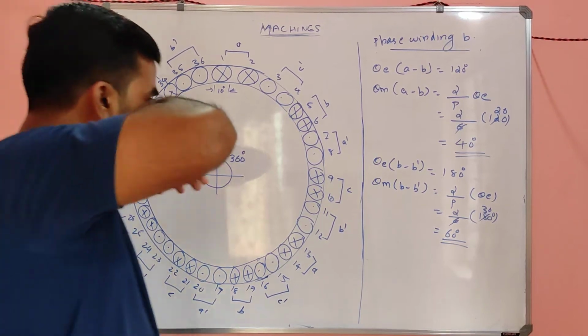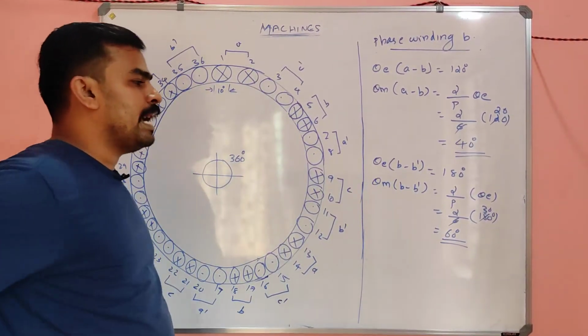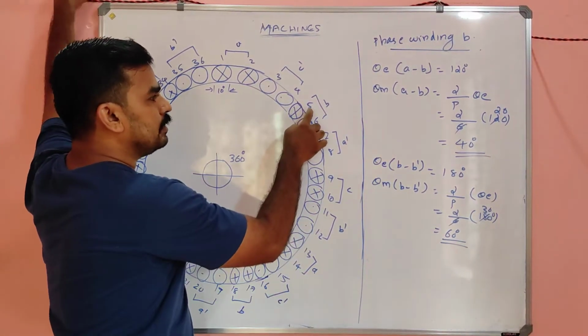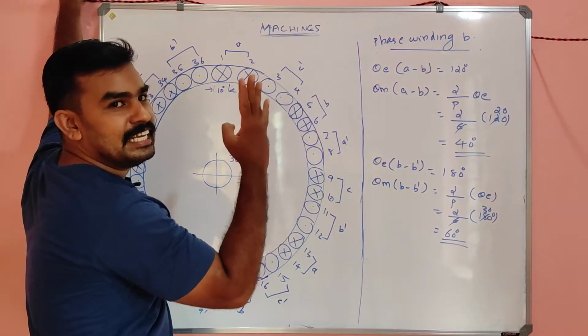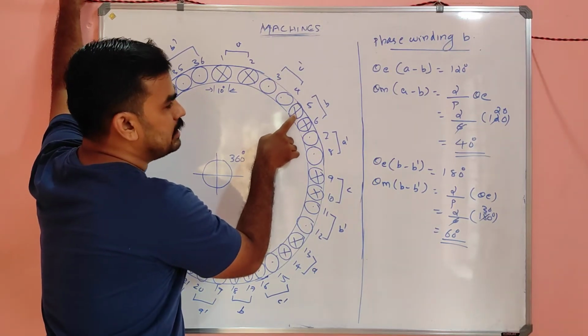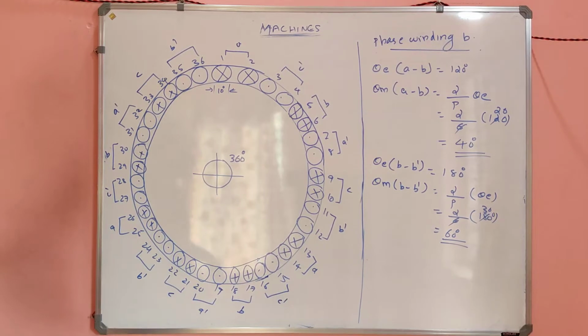Okay, so the theta mechanical degree between B and B dash is 60, what is the meaning? From B, you have to move 60 degrees in order to get B dash. 10, so this is B, so this is inserting, so you can't go for that.